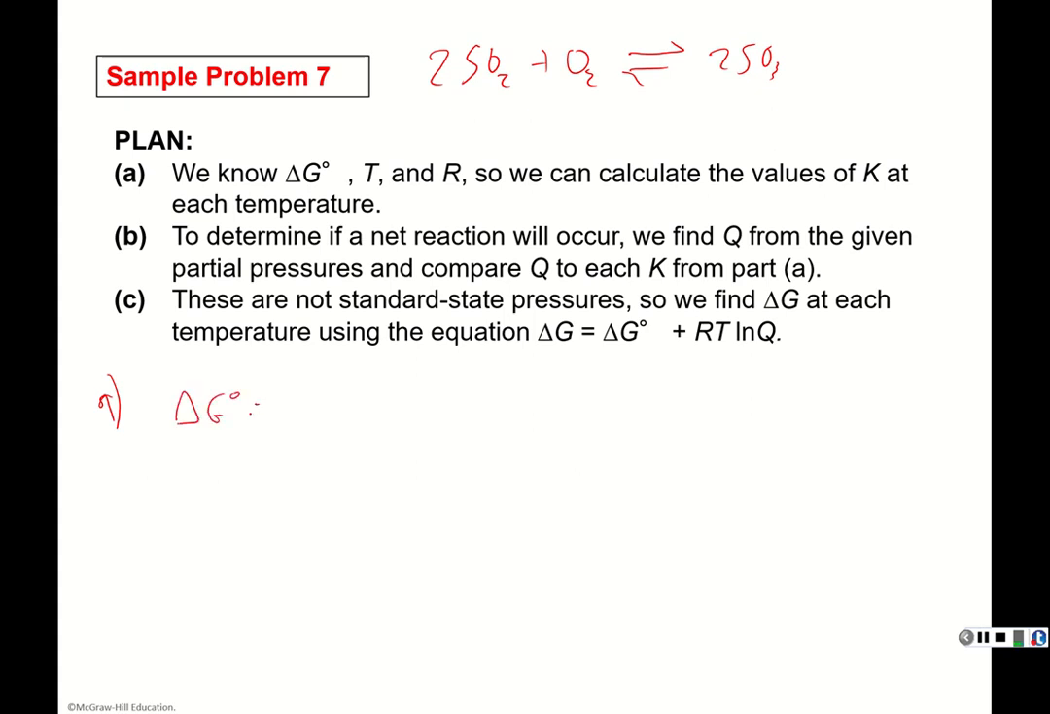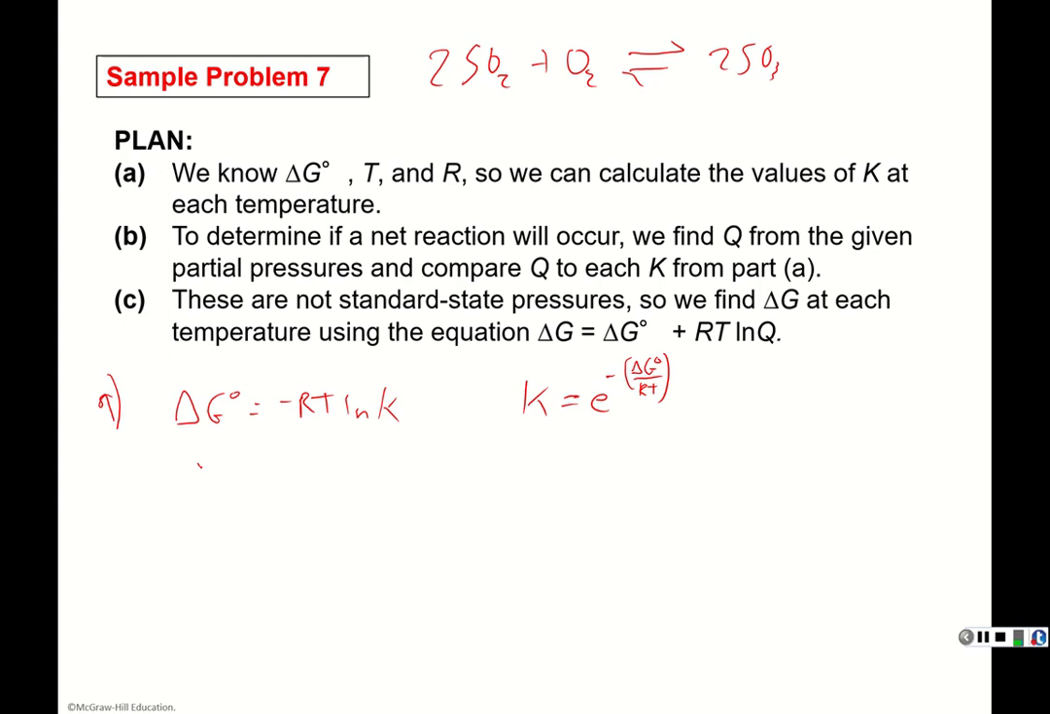So we have delta G naught equals minus RT ln of K. We can rearrange this to solve for K: K equals e to the minus delta G naught over RT. So that's this equation solved for K, and you might be good to remember that one too. If you're given a K value, you can use it to solve for a delta G. If you're given a delta G, you can use that to solve for a K.